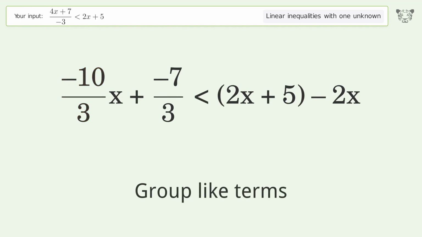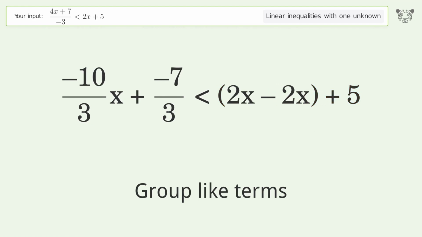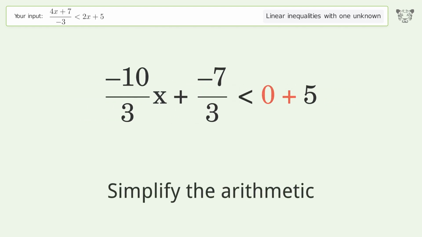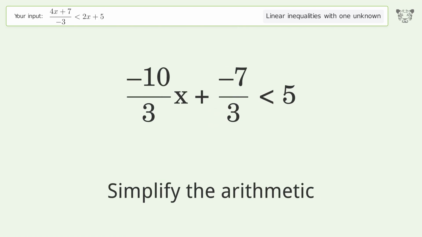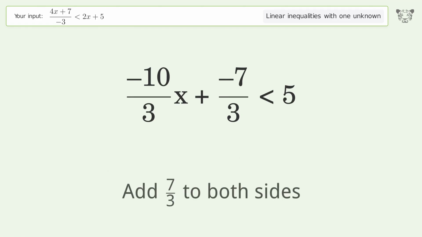Group like terms. Simplify the arithmetic. Group all constants on the right side of the inequality. Add 7/3 to both sides.